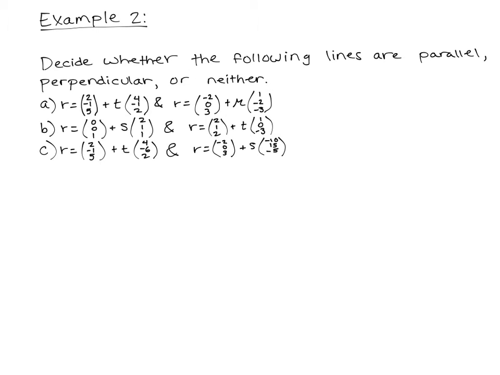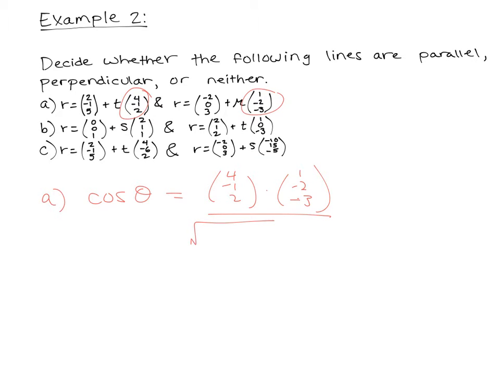So another example of what we were just talking about asks us to decide whether the following lines are parallel, perpendicular, or neither. And so really it's testing whether we know which vectors to use, because as long as we know which vectors to use, we're just plugging into the formula. So for part A, the two vectors that we are going to use is this one and this one. And we plug right into this formula. Dot product of our two vectors divided by the magnitude of our vectors.